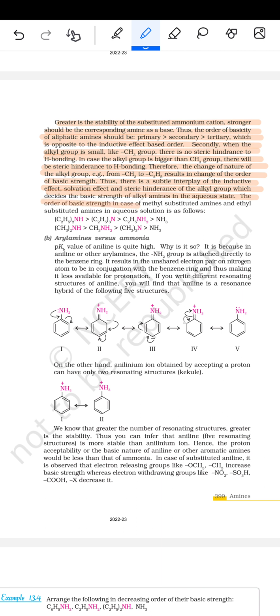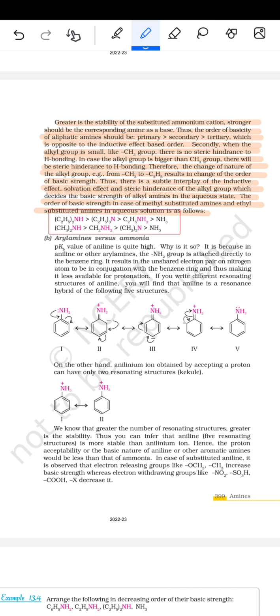The order of the basic strength in the case of the methyl substituted amines and the ethyl substituted amines in the aqueous solution is as follows. (C2H5)2NH, then (C2H5)3N, then C2H5NH2 and then NH3; then (CH3)2NH, then CH3NH2, then (CH3)3N and NH3. That will be there.